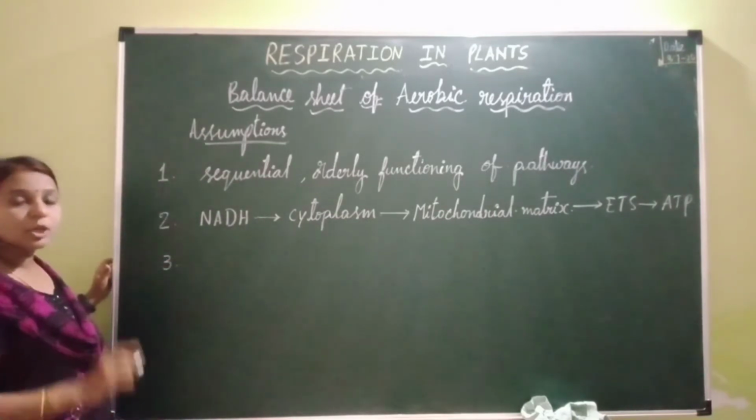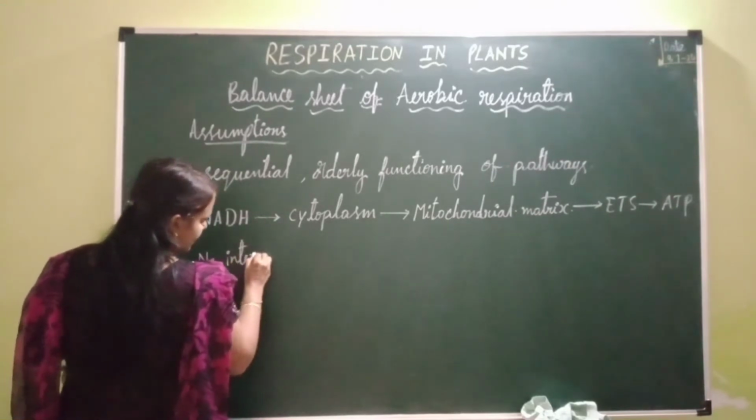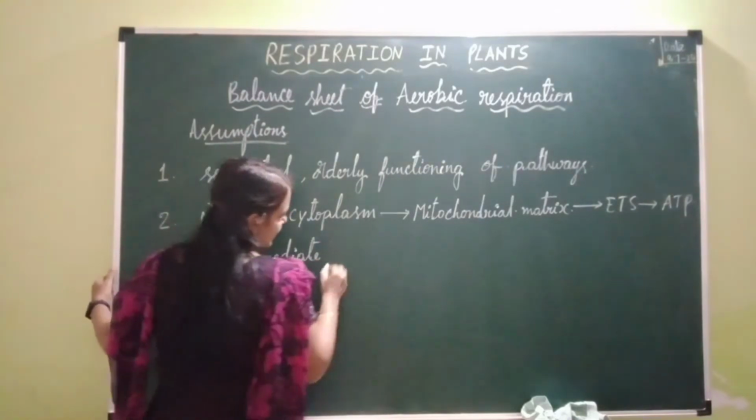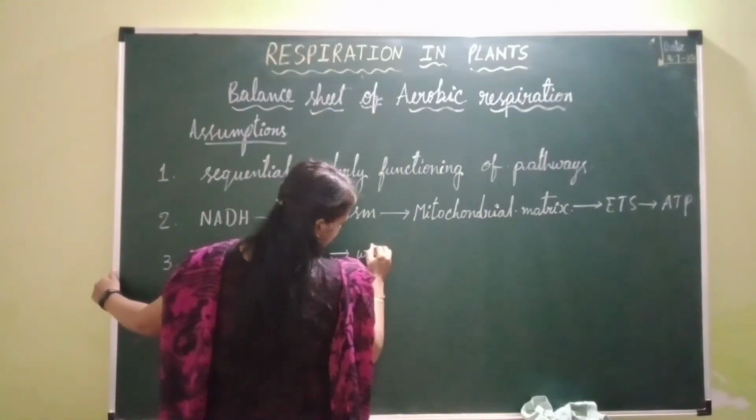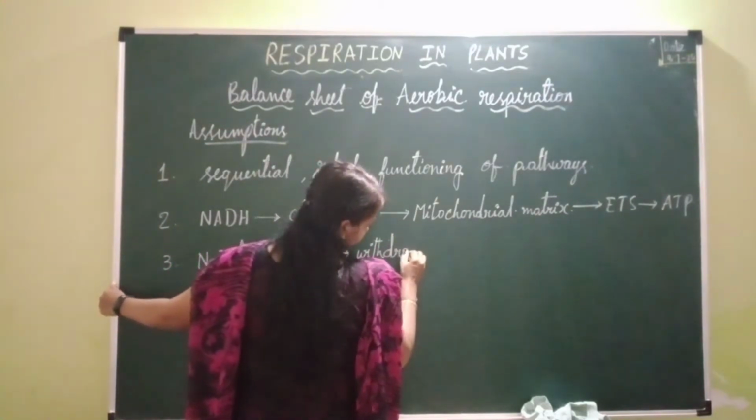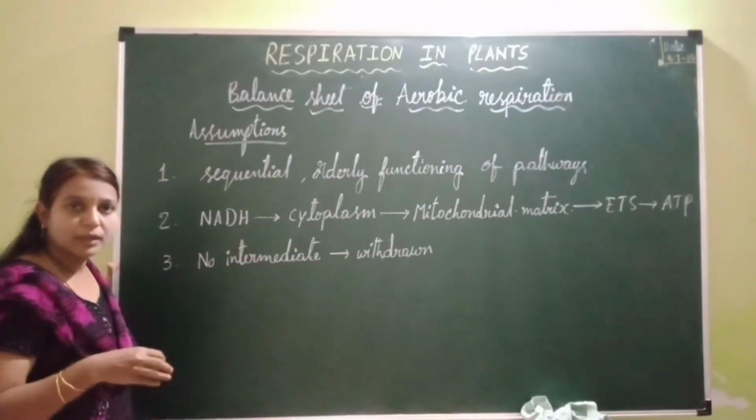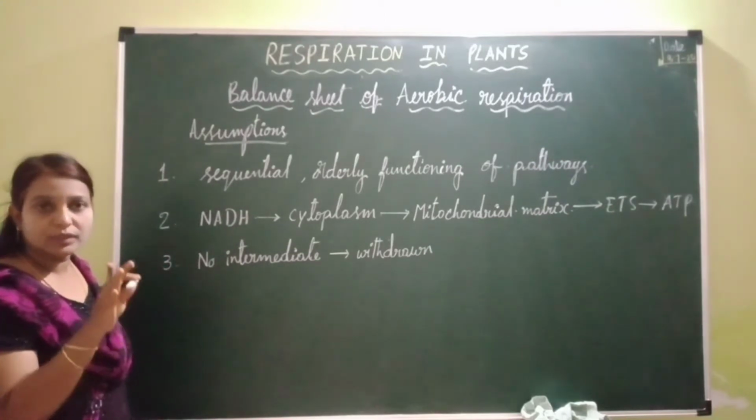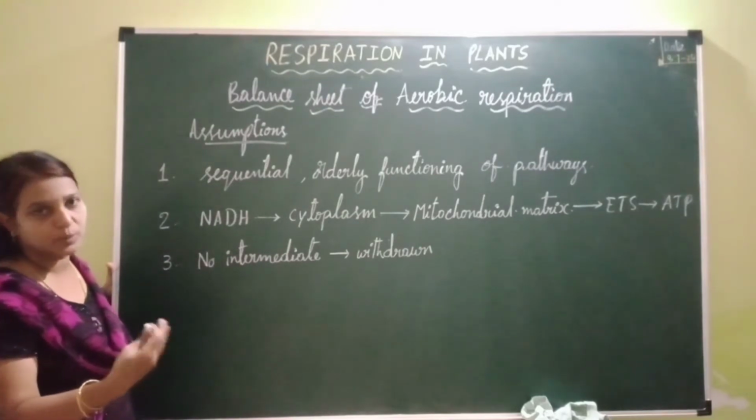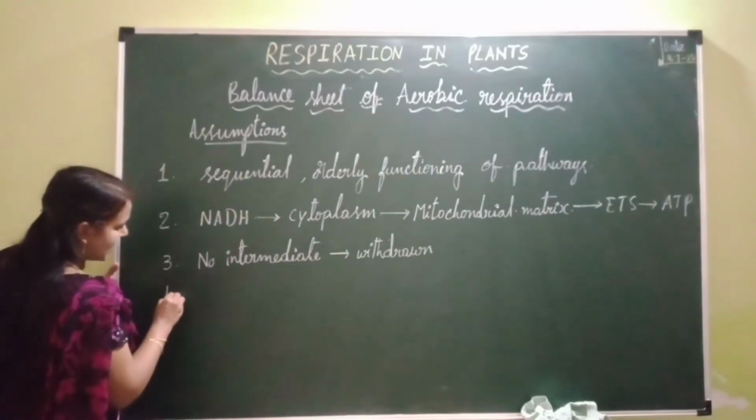The third assumption is that no intermediate from these pathways is withdrawn for the biosynthesis of other biochemicals. That means the intermediates formed during these pathways are not withdrawn, and they are not used as precursors for the synthesis of biochemicals required by the cell.